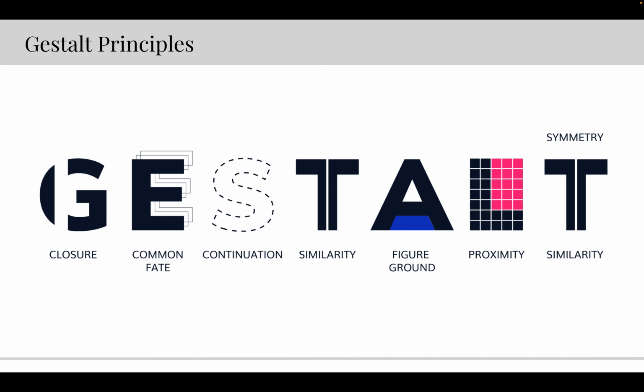Gestalt is a German word for shape or unified whole. Our brains are exceptional when it comes to seeing the bigger picture. It's why we see faces and objects in clouds or trees, for example.